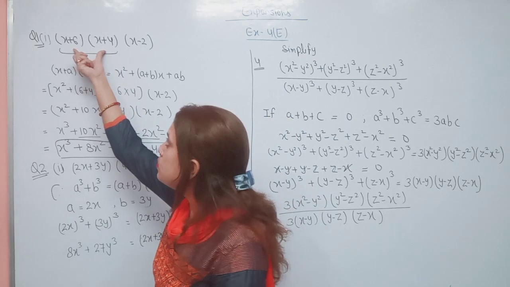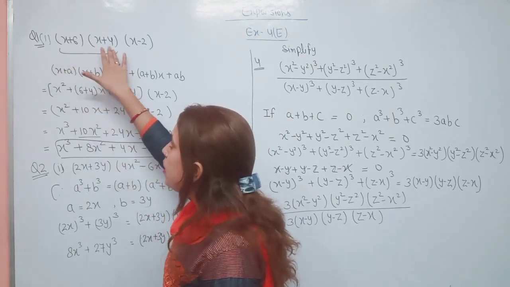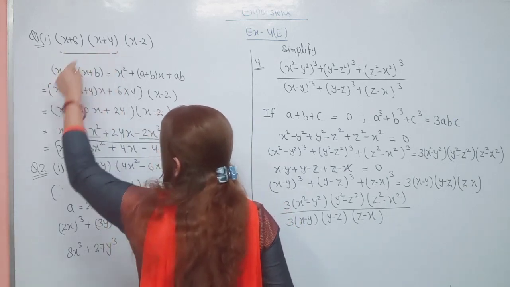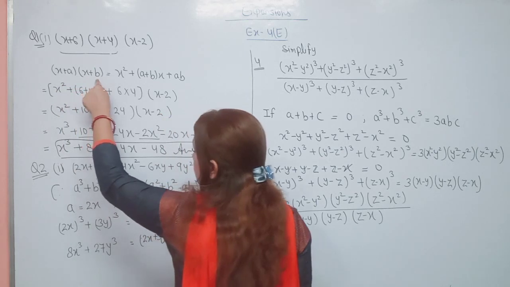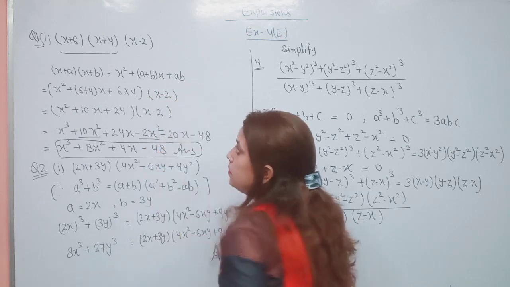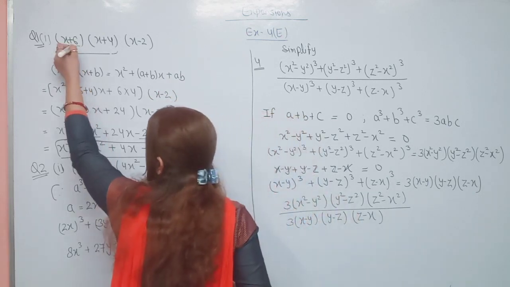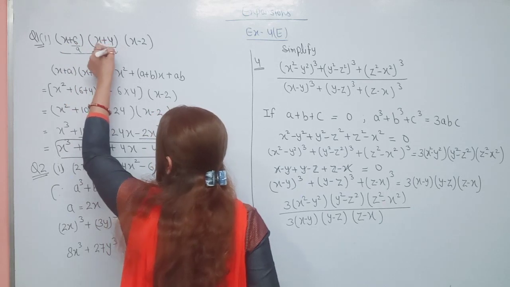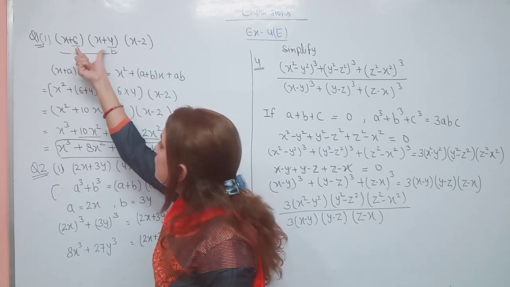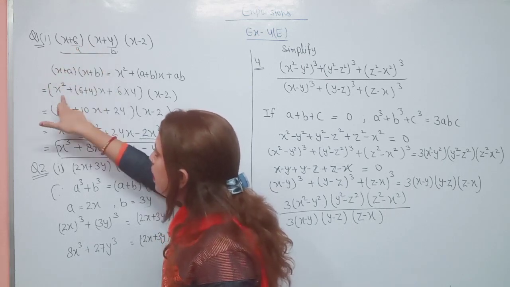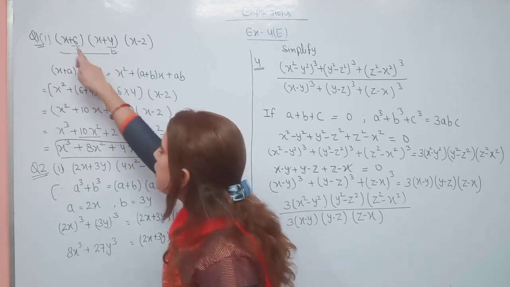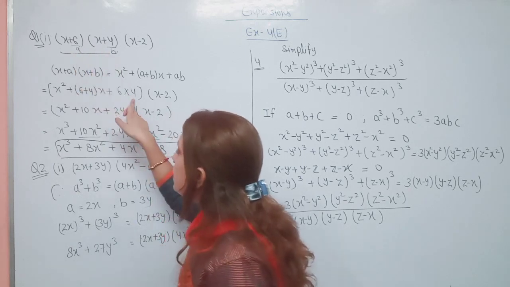First we solve for these two terms, (x + 6)(x + 4). Here we will use the identity (x + a)(x + b). We know that it equals x square plus (a + b)x plus ab. Now here the value of a is 6 and b is 4. So when we apply this identity, it will be x square plus (a + b), 6 plus 4, x plus ab. A is 6 and b is 4.